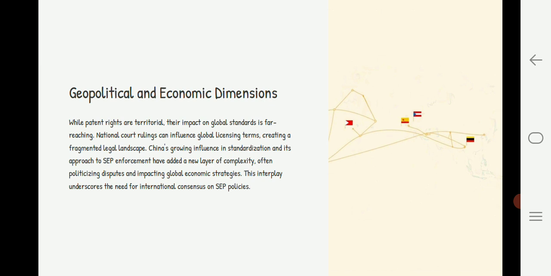While patent rights are territorial, their impact on global standards is far reaching. National court rulings can influence global licensing terms, creating a fragmented legal landscape. China's growing influence in standardization and its approaches to SEP enforcement have added a new layer of complexity, often politicizing disputes and impacting global economic strategies. This interplay underscores the need for international consensus on SEP policies.